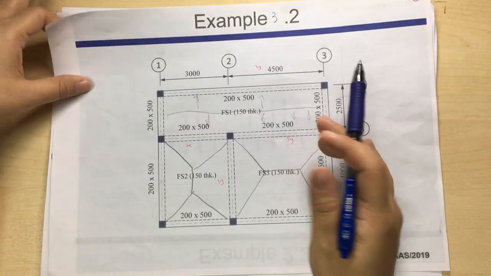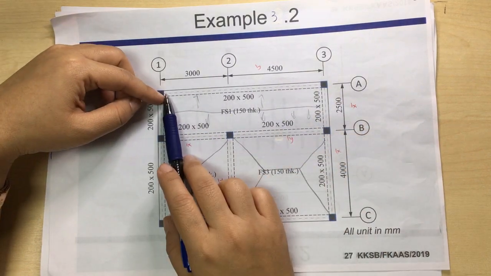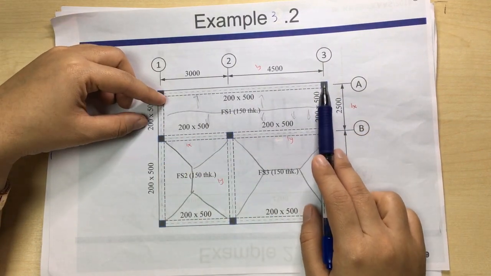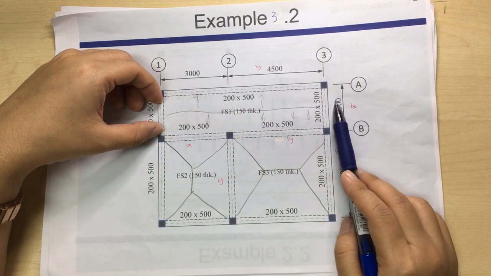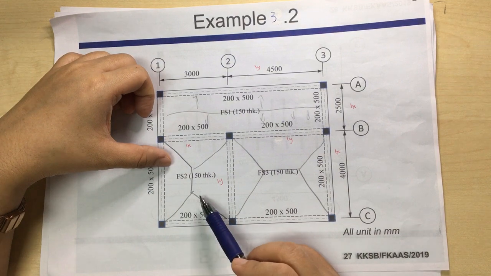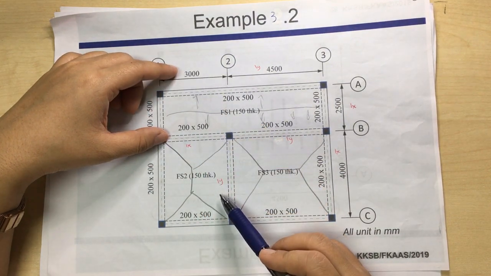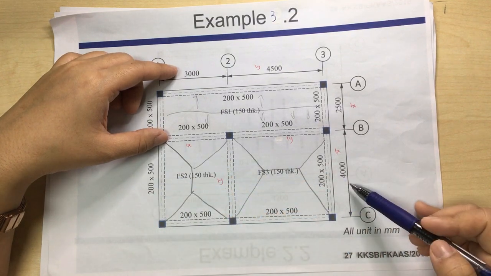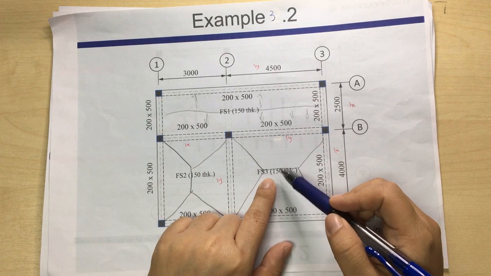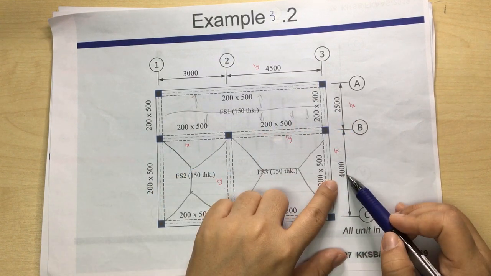Because here you can see that we have 3 slabs, we need to have LX and LY. The longer edge is the LY and the shorter is the LX. So for the FS1, the LY is this, the LX is this. For FS2, here is the LX because it's shorter, is 3000, and LY here is 4000. For the FS3, LY is here because it's 4500 and here is 4000.